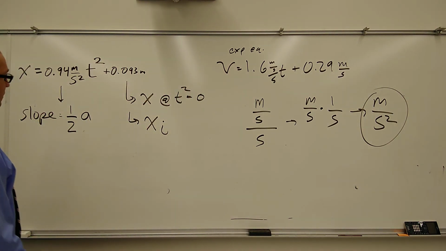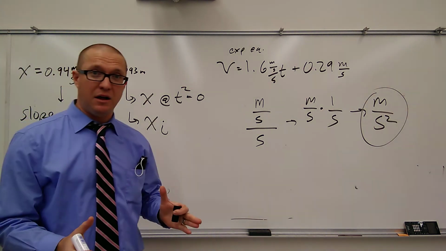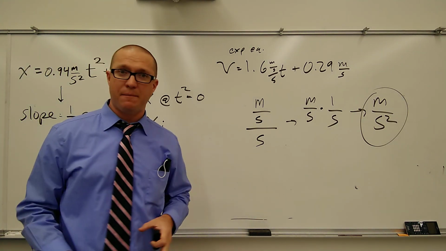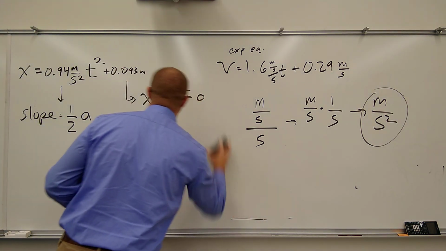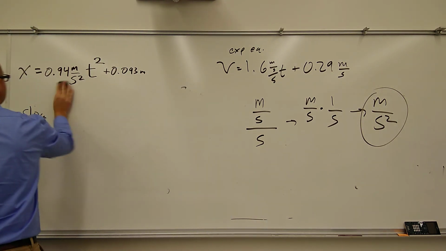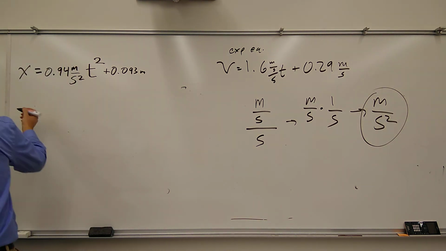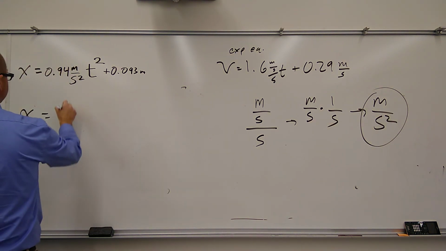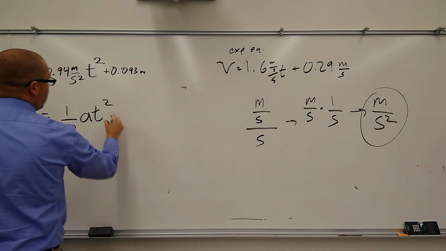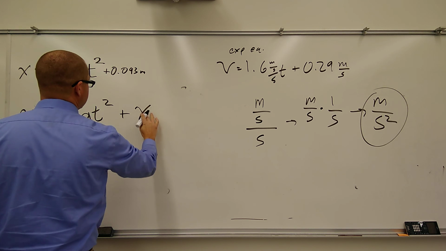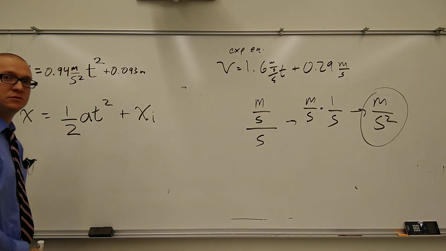So anyway, there's the bell. I have an engineering class coming in, but I'm going to quickly wrap this up. The final general equation for this one is simply x equals 1/2 a t squared plus x initial. All right?